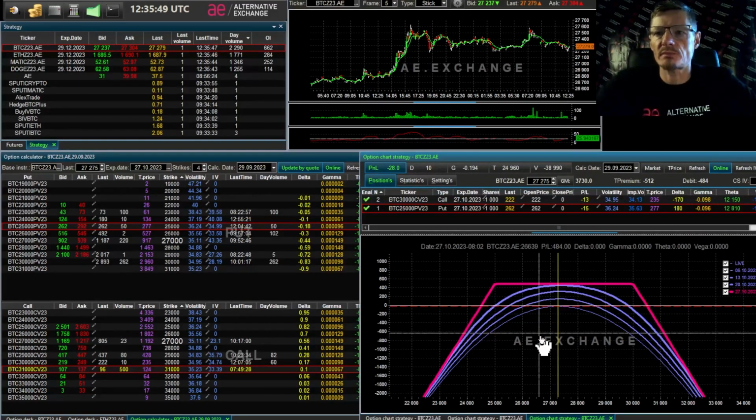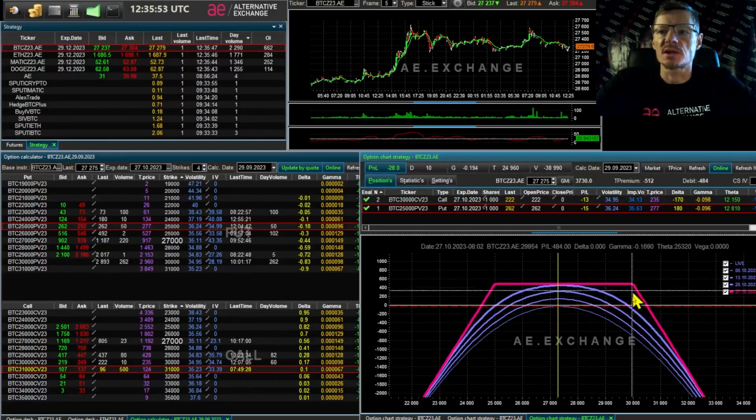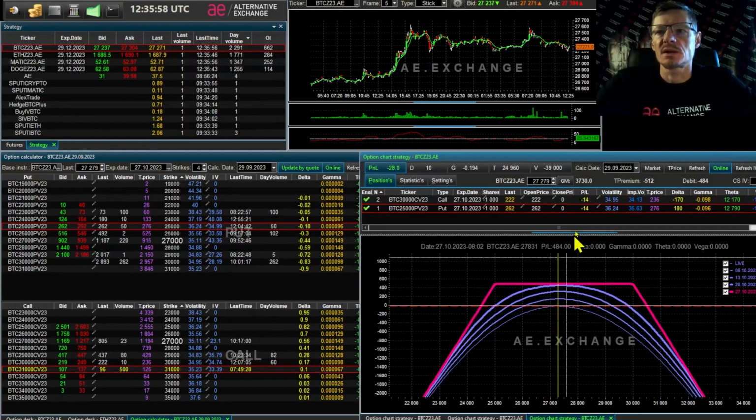This strategy will bring us $484 of profit if the price stays in this 25 to 30,000 range. The margin requirements are $3,730. Of course, margin requirements are always higher when selling. If you want to calculate the profitability based on margin requirements, it will not be quite correct. If you calculate it roughly, it is somewhere around 15%. 15% return for a month is a good return.